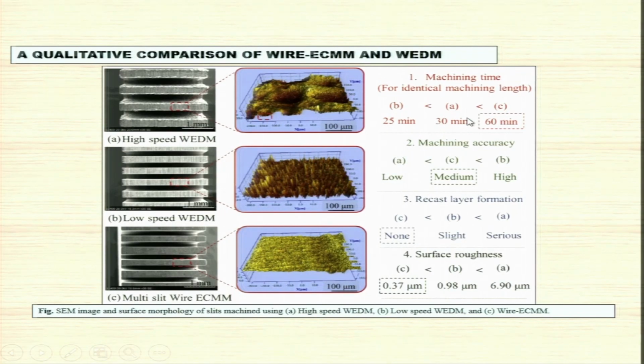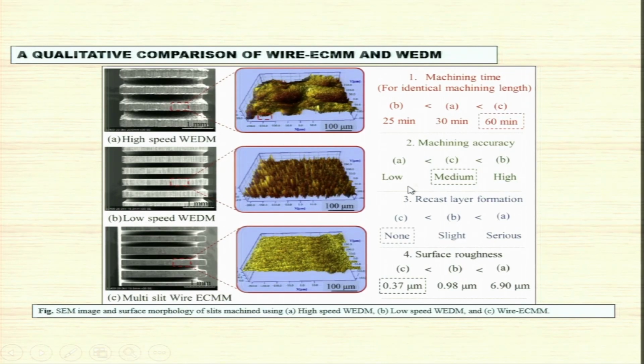So now some comparison has been made by Dr. Vyom Sharma during his PhD work. That is what I am going to represent here. For identical machining length, B, that is this one, low speed wire EDM, is taking 25 minutes, which is less than 30 minutes for this one, high speed wire EDM, and 60 minutes for electrochemical micromachining, that is this part. So it is taking longer time, but giving the better surface texture.